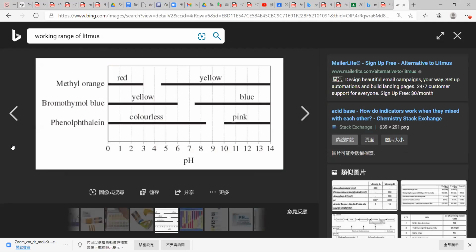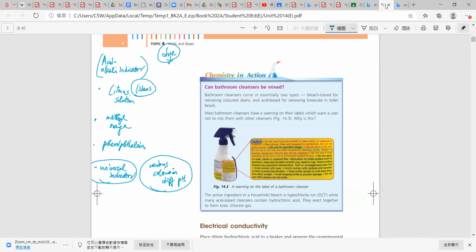For litmus, this is what I would like to show you graphically. What does it mean? In between here, it is the mixing of the two. So red plus yellow equals orange. Colorless plus red equals pink. 就係咁啦，寫翻晒未？嗱，寫翻晒落去本書度啊，因為我哋遲下都要記得佢哋嗰個working range 嘅，即係呢度。So you may find a litmus solution.